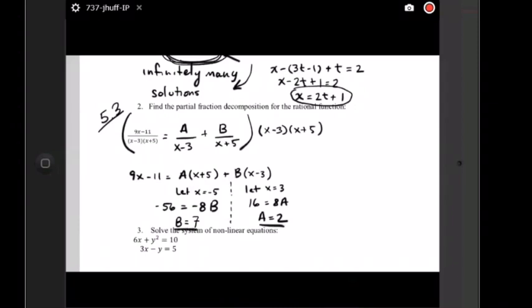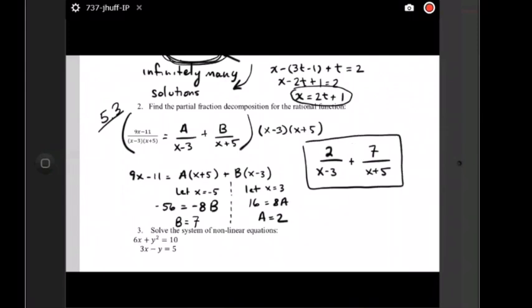So now we have A and B. We just rewrite our partial fractions. So it's 2 over x minus 3 plus 7 over x plus 5. And as far as questions from 5.3, they really don't differ much from something like this. The only thing maybe that could be different is your denominator might not be in factored form to begin with, so you just have to factor it first to see how many factors you have, which will determine the number of partial fractions.